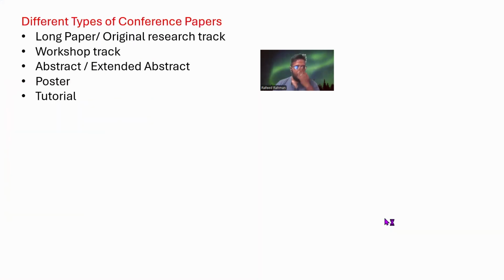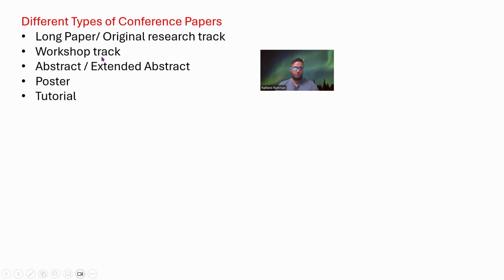Okay, so there are mainly five different types of conference paper. Number one is the long paper or the original research track. So this is basically the most prestigious conference paper. So they sort of look like journal papers because they are like 8 to 10 pages long and you have to give rigorous experiments and other things here.